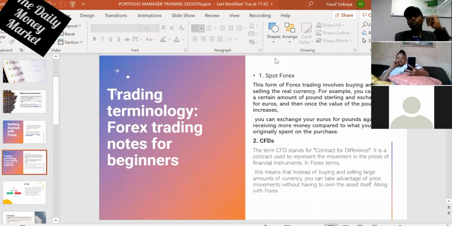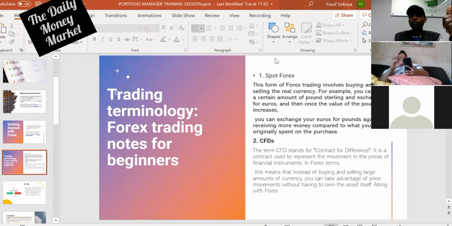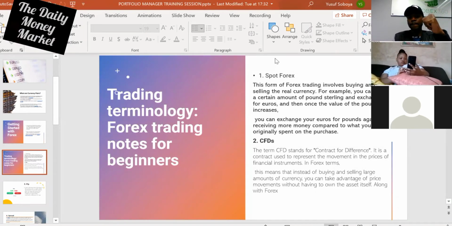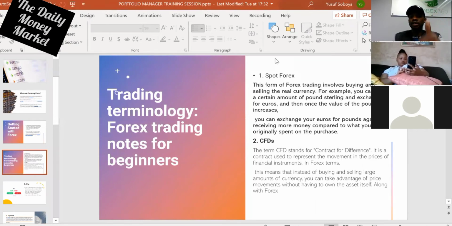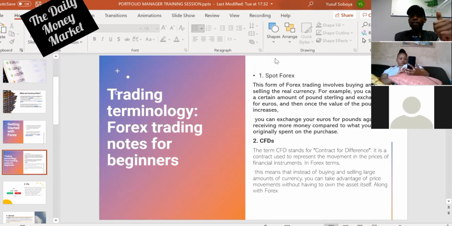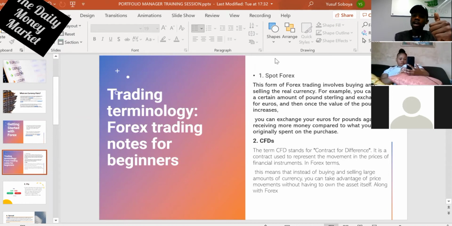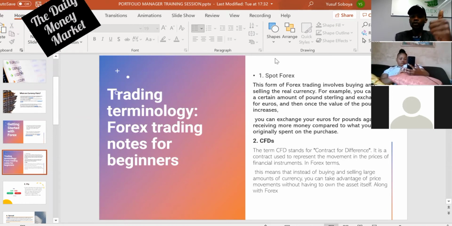So spot forex, this form of forex trading, involves buying and selling the real currency. For example, you can buy a certain amount of pounds sterling and exchange it for euros.